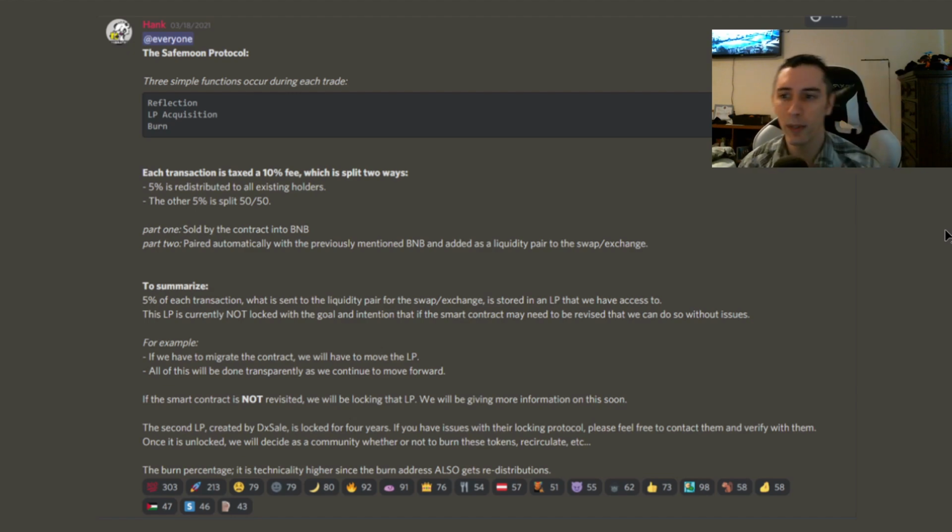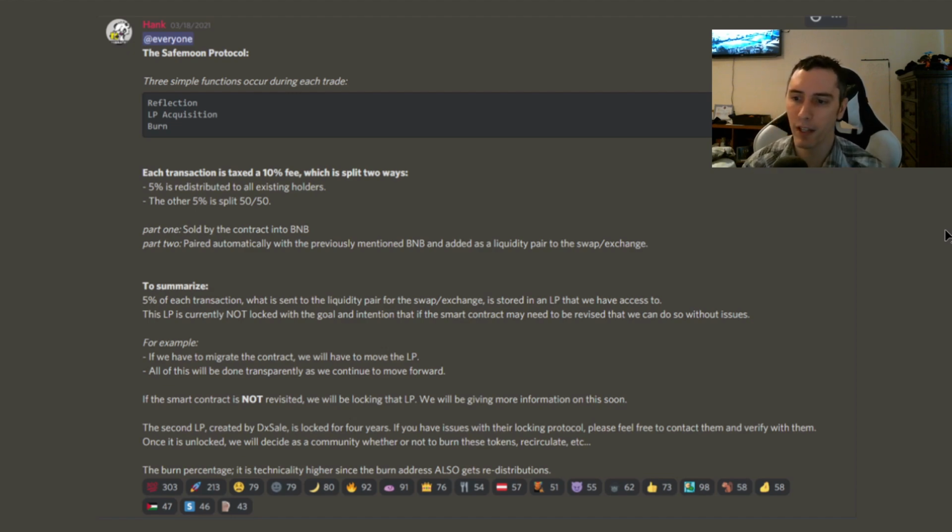So he said there are 3 simple functions that occur during each trade. Those are reflection, liquidity pool acquisition, and the burn. Each transaction is taxed a 10% fee, which is split 2 ways. 5% is redistributed to all existing holders. The other 5% is split 50-50. Okay, so part 1 of that 50-50 is sold by the contract into BNB, which is the Binance coin. Part 2 is paired automatically with the previously mentioned BNB and added as a liquidity pair to the swap/exchange.